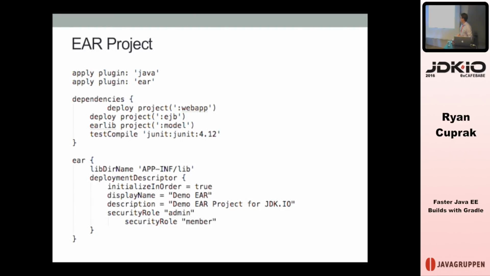So, apply the ear plugin. Under the dependencies I specify deploy, so deploy project web app. I'm saying I'm going to pull in the web app project and the EJB project. The model project is going to the ear lib directory. And then down below I set up the configuration for the ear itself, so I specify the initialize order and the display name for it.